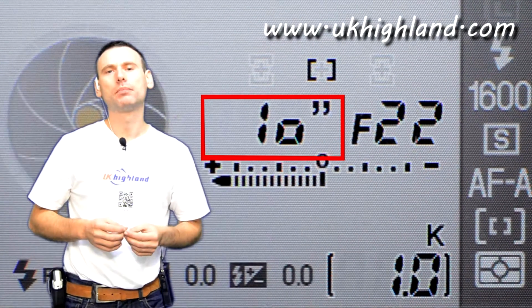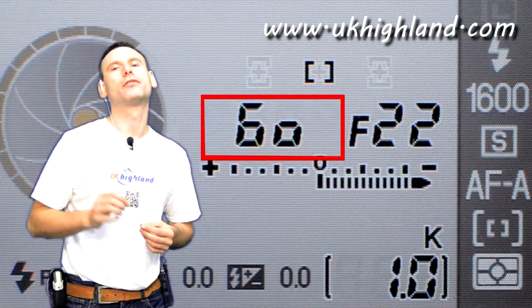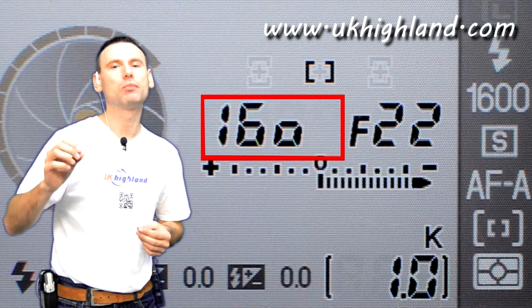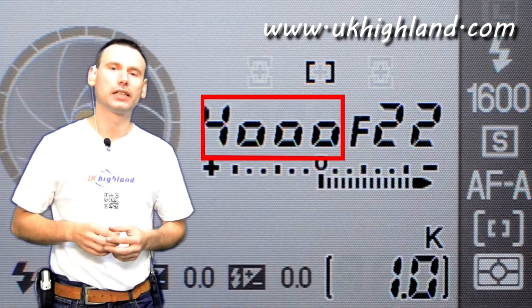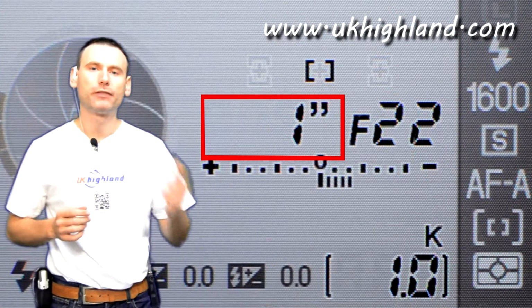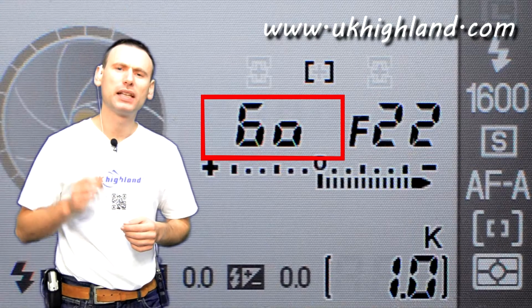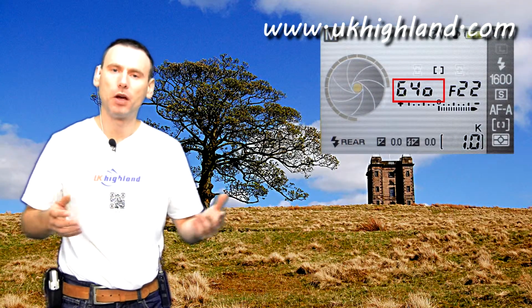Today we're going to be talking about what is shutter speed in photography. Shutter speed in photography is the speed at which your camera opens up its shutter in order to allow light to strike the sensor. There's two types of shutter speed, the first one being a fast shutter speed and the second one being a slow shutter speed. We use fast and slow shutter speeds for different purposes.